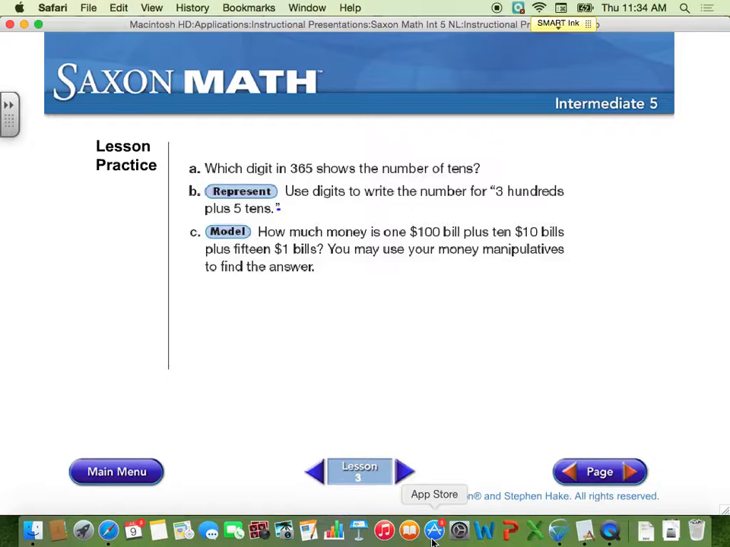What you're going to do for the first one is to show which digit is in the tens place for letter A, and write the number for 300s plus 5 tens. So what does that look like as a whole number? And then letter C is how much money is a $100 bill plus 10 $10 bills plus 15 $1 bills. So what you're going to do is write that in expanded form, and then write out your answer in standard form.